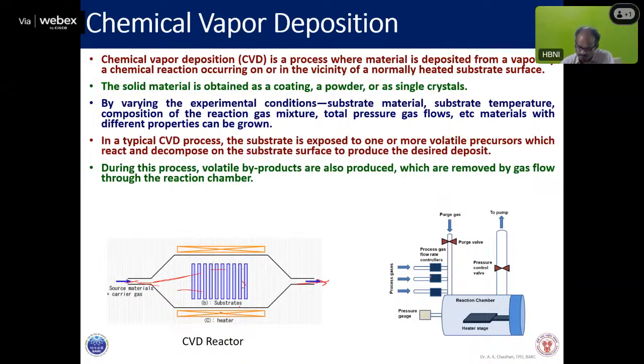Suppose you have three different compounds, you can input from three and then purge gases. This is just to remove the byproducts, and these three process gases move to this chamber, and then at this place where the temperature is high, they react with each other, form a new compound, and that new compound is deposited on the substrate here.